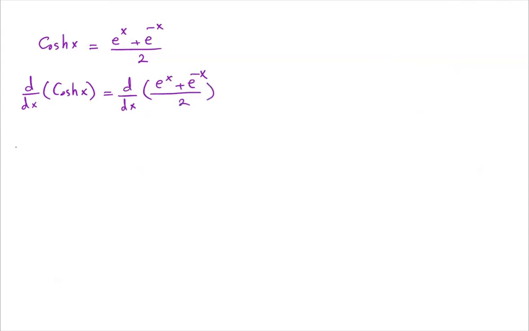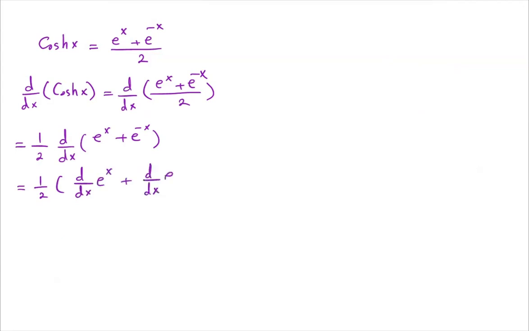In terms, you can write a half in front of the derivative. You get e to the x plus e to the power minus x. So you can separate this now. You have a half times d dx of e to the x plus the rate of change of e to the power minus x with respect to x.